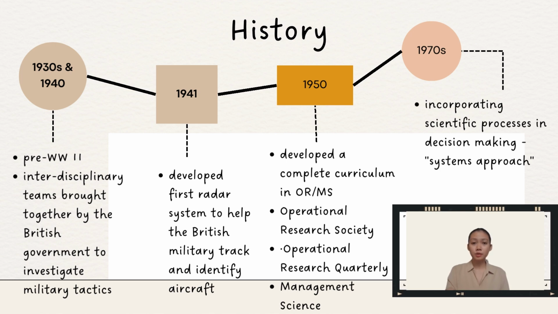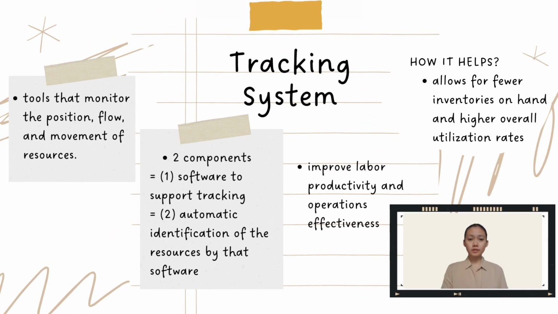Now, what is a systems approach? A systems approach is described as how OR tries to understand the system's fundamental behavior and structure. What is a tracking system? A tracking system is a tool that monitors the position, flow, and movement of resources. It requires two components, which are software to support tracking and automatic identification of the resources by that software. The item must typically be marked with a distinctive fingerprint in order to achieve the second component.